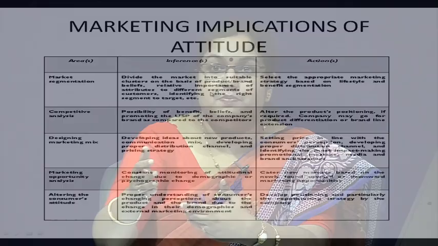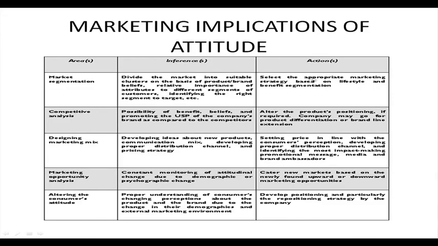For some segments maybe price is the most important criterion, for some segments the technical attribute may be the most important criterion. That is how Godrej has a double door refrigerator for the upper income segment, whereas they have Chotukool for the lower income segment. So, that is how it is used in segmentation. And the action is, of course, to select the appropriate marketing strategy based on lifestyle and benefit segmentation, also demographic segmentation, and competitive analysis.